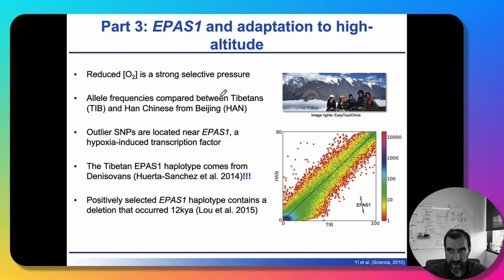EPAS1, this is an adaptation to high altitude. For individuals that live at very high altitudes, one of the physiological changes is the amount of oxygen partial pressure. The higher up you go, the less oxygen there actually is within the air. This is a very strong selective pressure because individuals have to be able to handle the fact that there's less oxygen when they breathe in to run their whole metabolism. And so one example of a genetic factor is EPAS1.